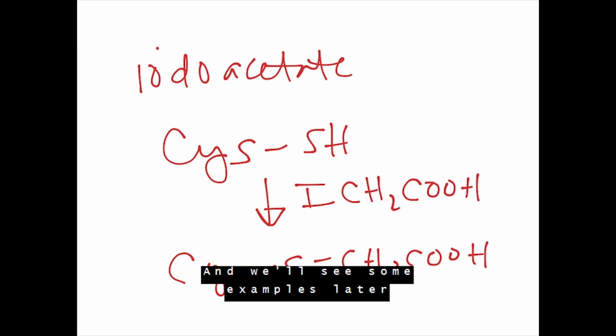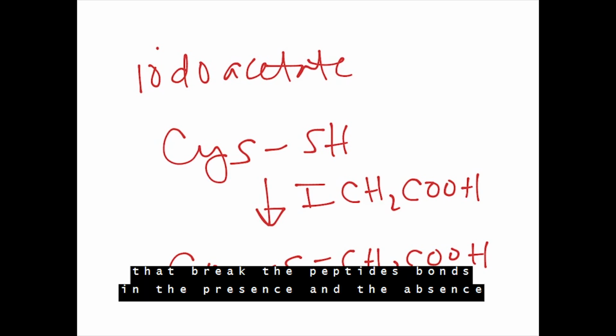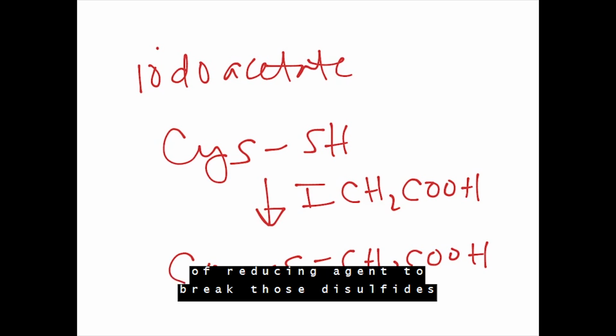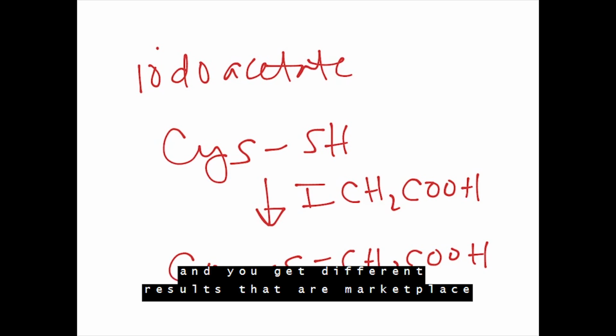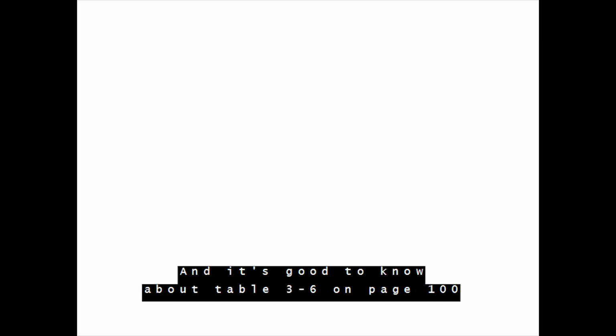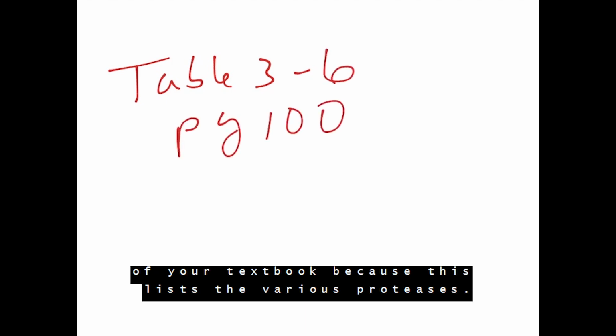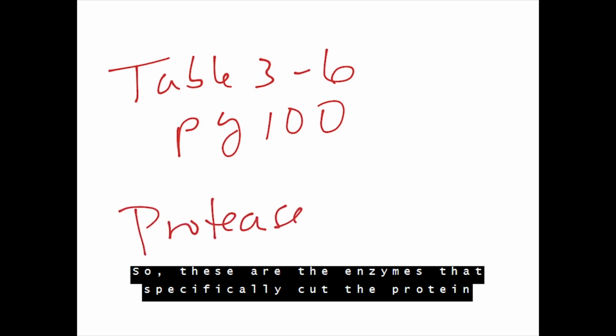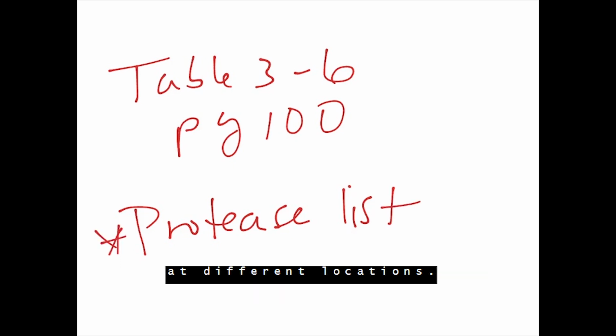And we'll see some examples later as we do some practice problems where you use the proteases, or the enzymes that break the peptide bonds, in the presence and the absence of reducing agent to break those disulfides, and you get different results that are important for disulfide bond mapping. So in the next video, I'm going to do a sample problem, and it's good to know about table 3-6 on page 100 of your textbook, because this lists the various proteases. These are the enzymes that specifically cut the protein at different locations.